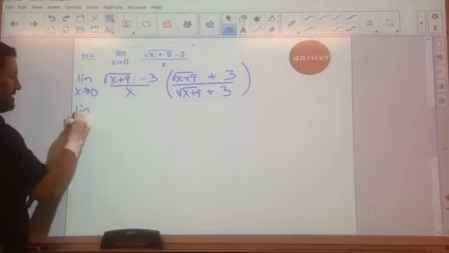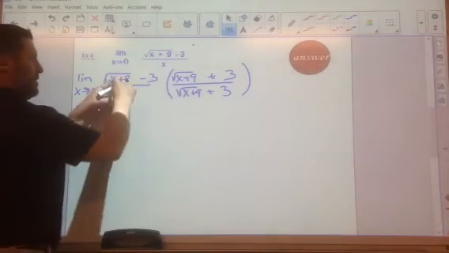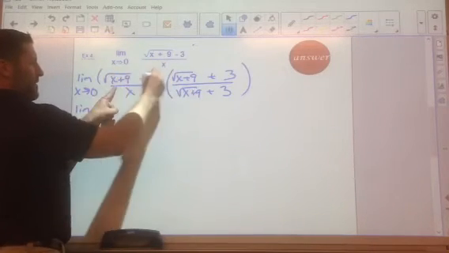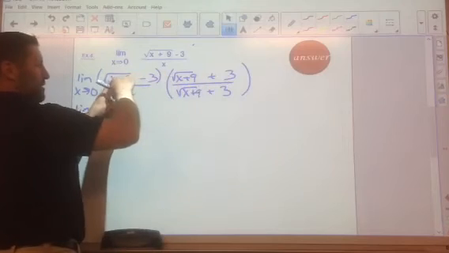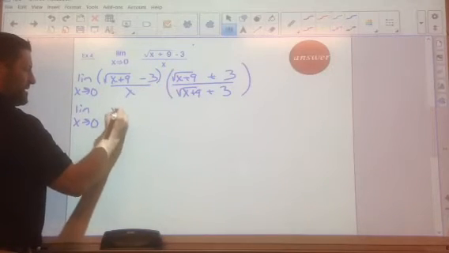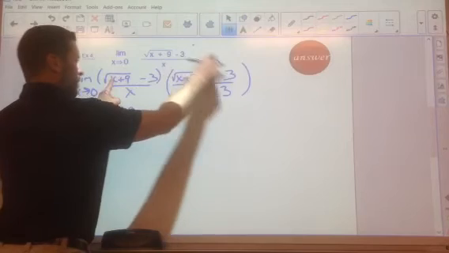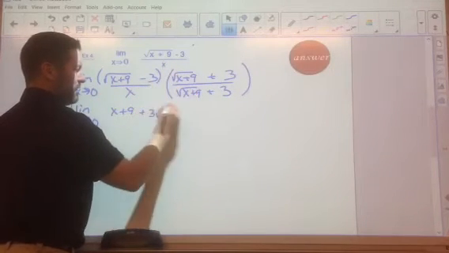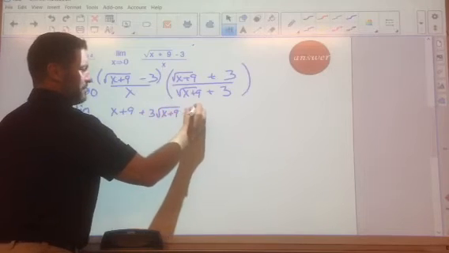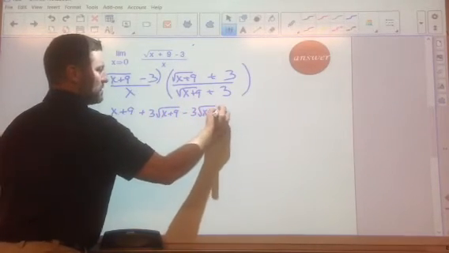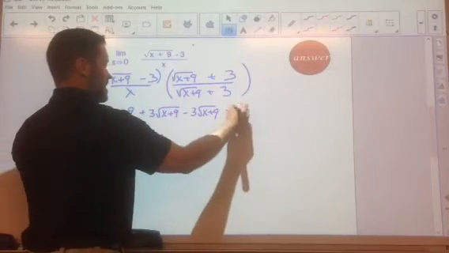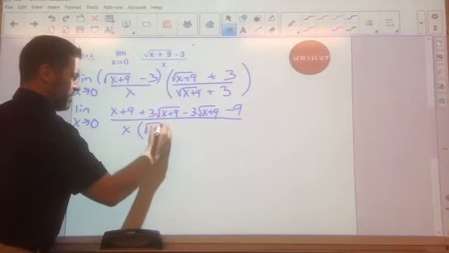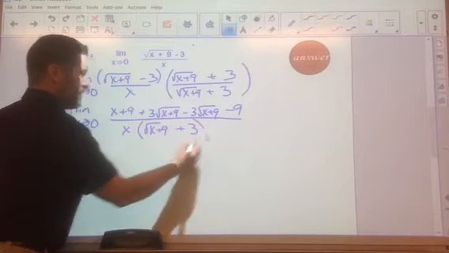We'll find the limit as x goes to 0 of root x plus 9 times root x plus 9. We'll FOIL these two. I'm thinking about this as a binomial and this as a binomial. So root x plus 9 times root x plus 9 is x plus 9. 3 root x plus 9 minus 3 root x plus 9. You probably don't even have to write them down. You want to just whack them out. And 3 times negative 3 is minus 9. All over x times root x plus 9 plus 3.